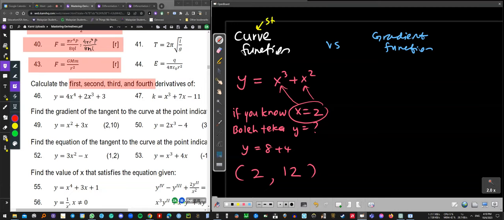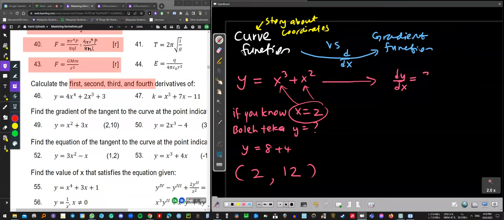So you know, every curve function is a story about coordinates. You dapat X dia, jumpa Y couple dia. You dapat Y dia, you tahulah siapa X dia. Betul? So, when you apply differentiation on this curve function, dia transform. When you apply d dx, dia transform jadi gradient function. So, this change into dy dx equivalent to 3x squared plus 2x.